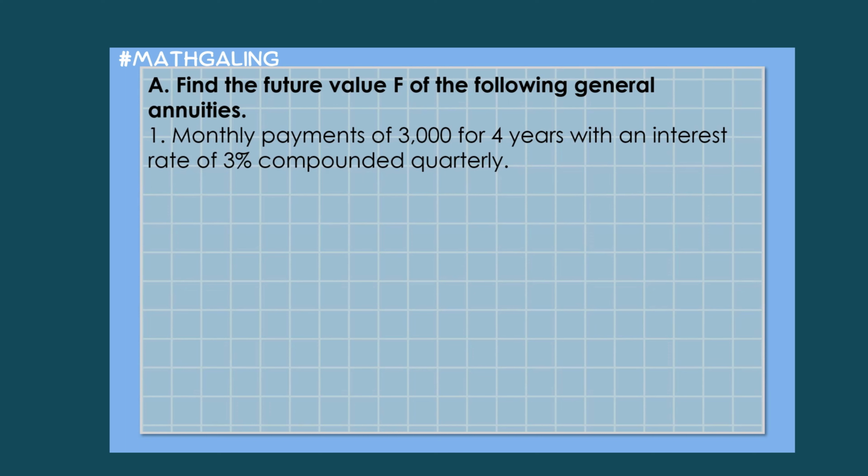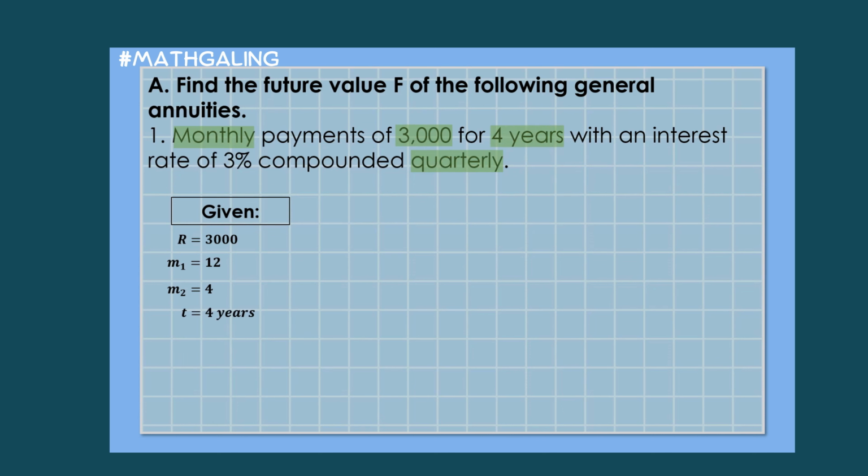1. Monthly payments of 3,000 for 4 years with an interest rate of 3% compounded quarterly. So, let's identify the given. The R, or the regular payment, is 3,000, and since the M sub 1, or the payment interval, is monthly, it is equal to 12. And M sub 2, or the compounding period, is quarterly, therefore it is equal to 4. Our time, or the term of annuity, is 4 years.